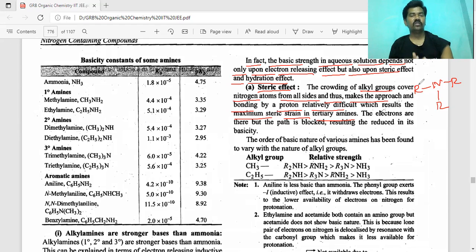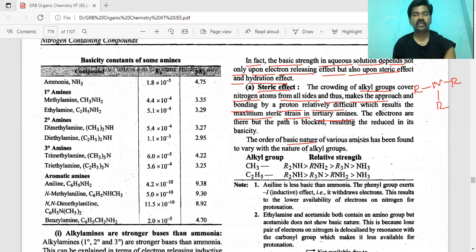So the electrons are there, but the path is blocked. Understand? Three sides covered means the path is blocked in such a case, resulting in reduced basicity according to the steric effect. In such a case, basicity will be decreasing.